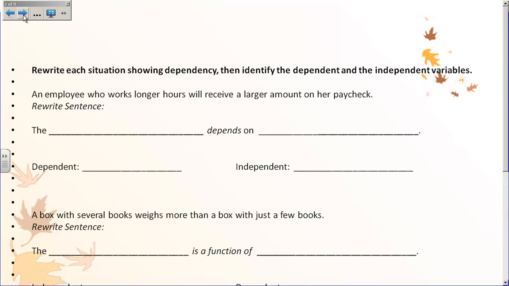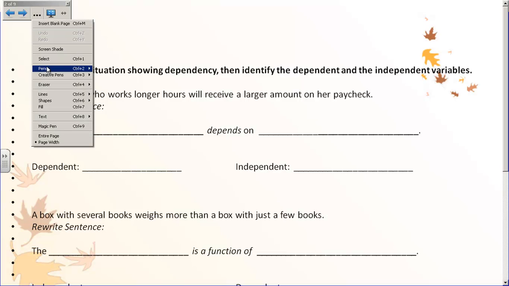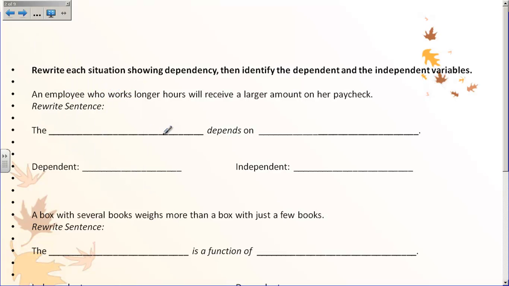So the first thing we're going to do is take some situations and rewrite them showing dependency, and then identify what's independent and what's dependent. The first sentence says an employee who works longer hours will receive a larger amount on her paycheck. And so we're going to rewrite it in a phrase like this: the blank depends on blank. So we always have to identify the two variables. In this problem, the two variables are the number of hours worked and the amount received on your paycheck. So the longer hours worked, you get more on your paycheck.